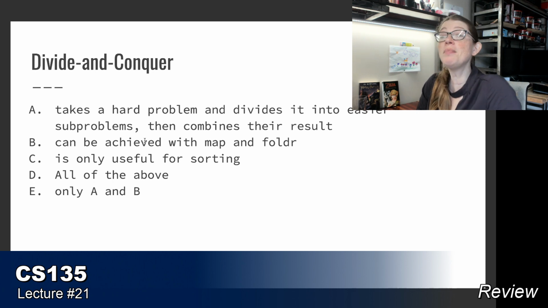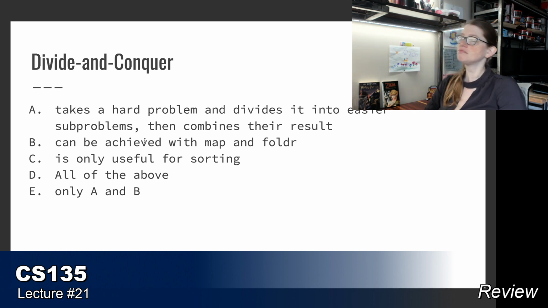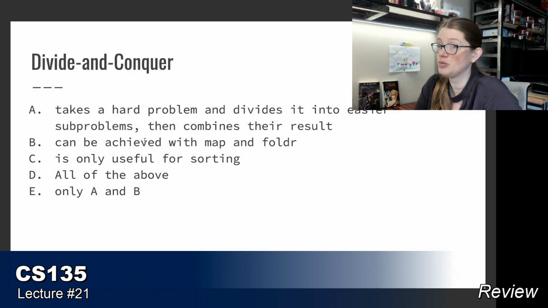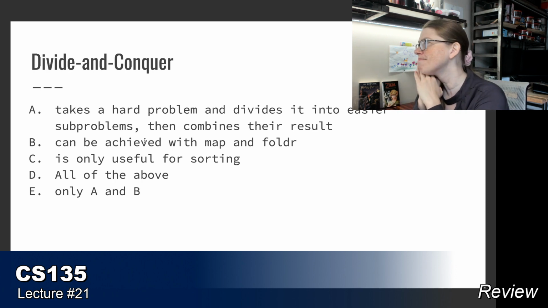Then we have B, it can only be achieved with map and foldr. Well, it definitely can be achieved with map and foldr, but are there other ways of implementing it? Well, obviously, the answer to that would be yes, because I can implement map with foldr. So technically, since there are 2 ways that we could do it, it's not the only possibility that you can do it with map and foldr. C, it is only useful for sorting.